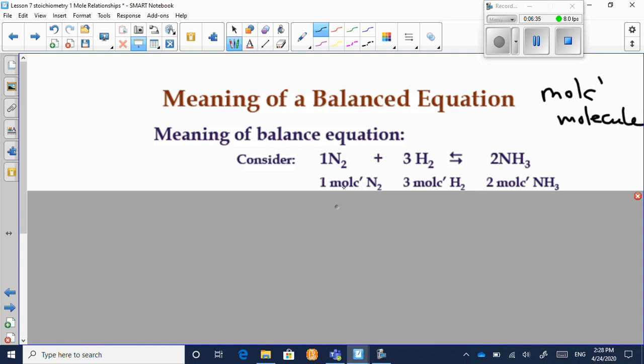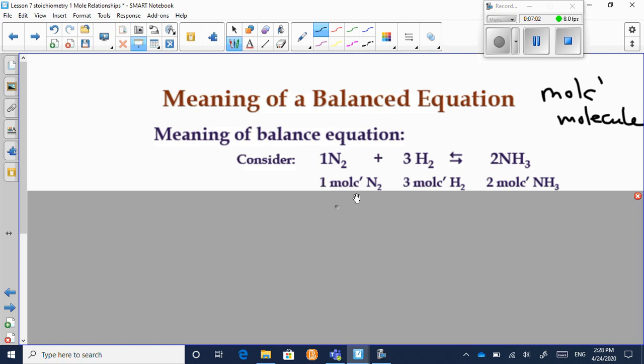Okay, so 1 molecule of N2 plus 3 molecules of H2 makes 2 molecules of NH3. Don't worry about the double arrows. Again, it essentially means that the equation can move back and forth, but we're not that worried about it. Okay, so here it is. Notice the equation is all about counts. It's not about mass, it's about counts.